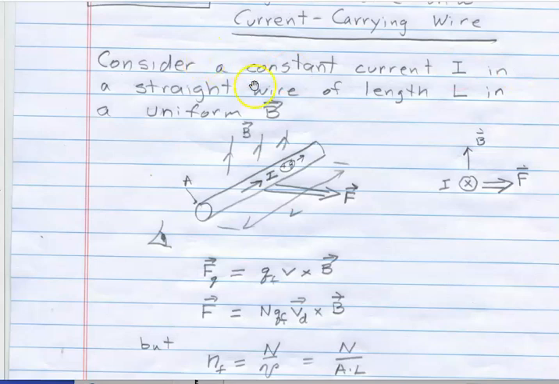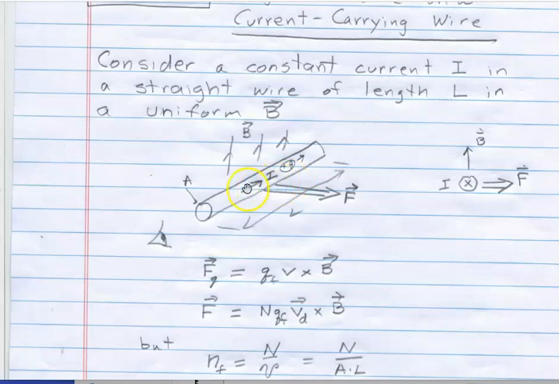I want to consider a constant current I going in a straight wire, so a fairly specialized case, of total length L, and it's in a uniform magnetic field B. So B is constant everywhere. And the way I've drawn it, the total length of this straight line segment is L. It has a cross sectional area A. Magnetic field is up everywhere, and the current is going in this direction.